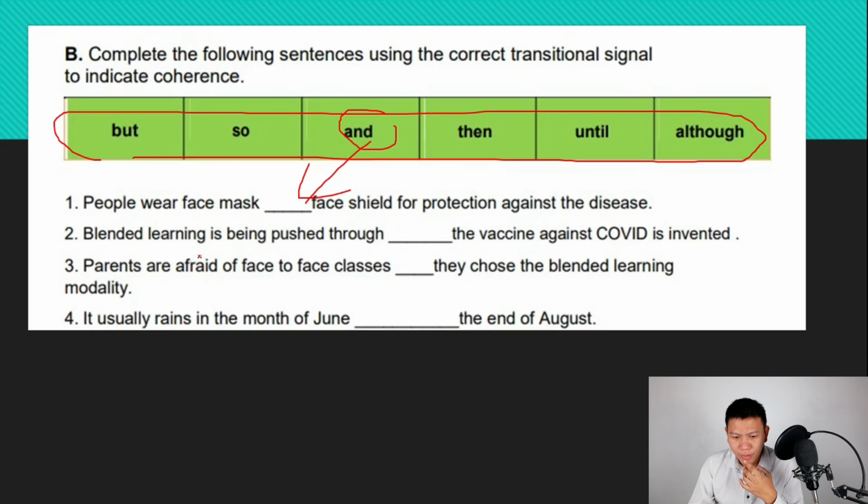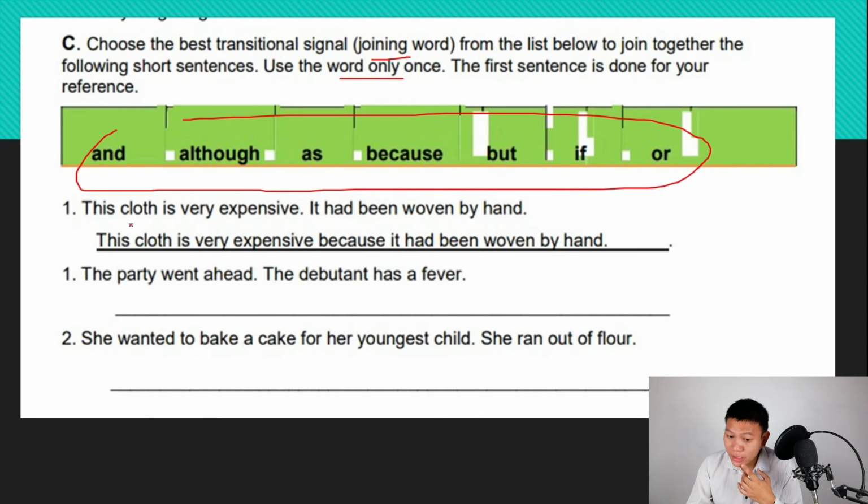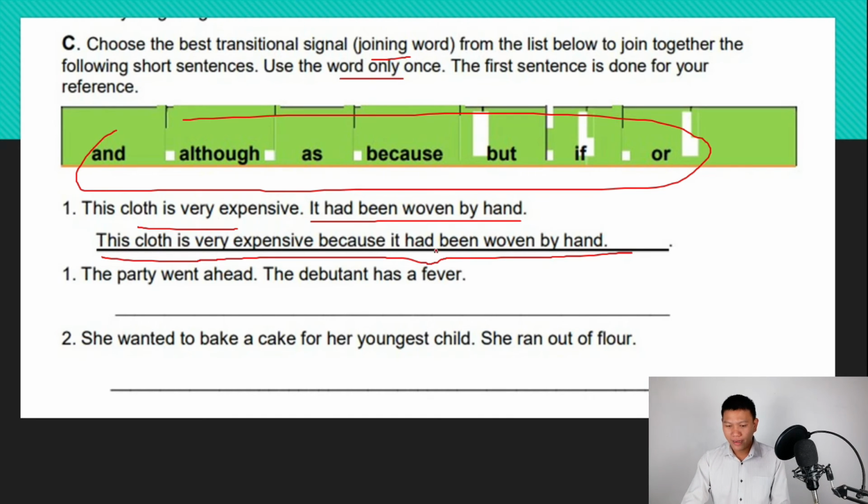Okay. Letter C: choose the best transitional signal, joining word from the list below to join together the following short sentences. Okay, use each word only once. Okay, so we cannot repeat the answers here. Number 1 is done for you. This cloth is very expensive, and then you will combine it with it had been woven by hand. So this cloth is very expensive because it had been woven by hand.